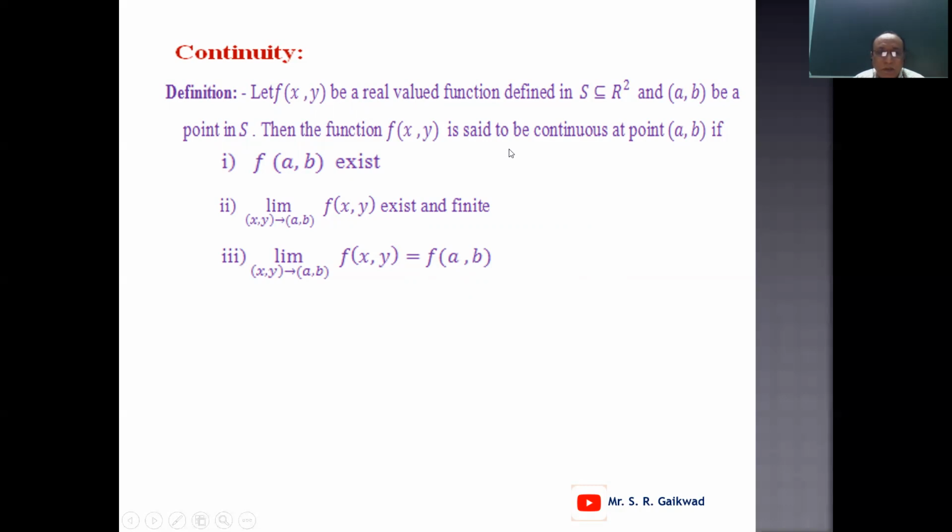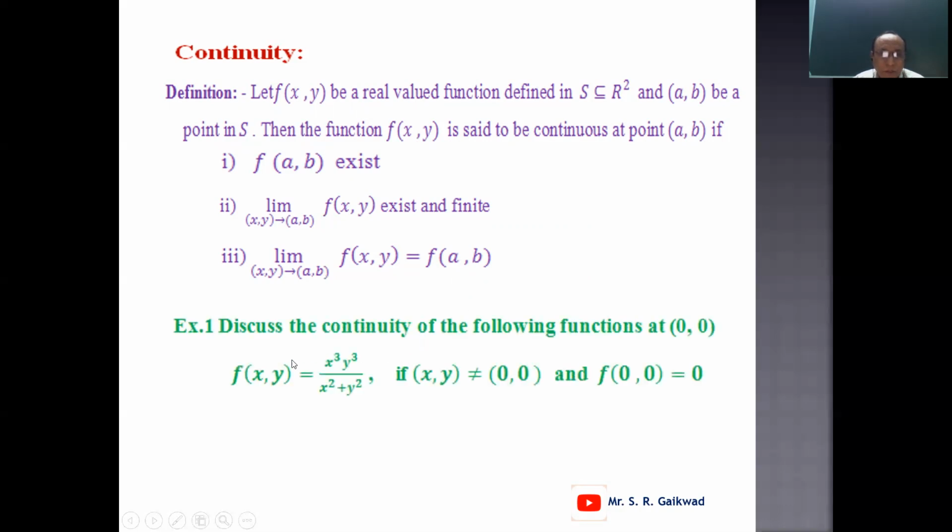When we check continuity, first we find the value of the given function at a given point. Then we find the limit of the function as x y tends to a b. If the limit exists and is finite, then we check the value of the limit and the value of the function at that point, whether both values are equal or not. If they are equal, then the function is continuous. Example. Discuss the continuity of the following function at 0, 0. The function is f of x comma y equal to x cube into y cube upon x square plus y square, if x comma y is not equal to 0, 0, and f of 0, 0 equal to 0.